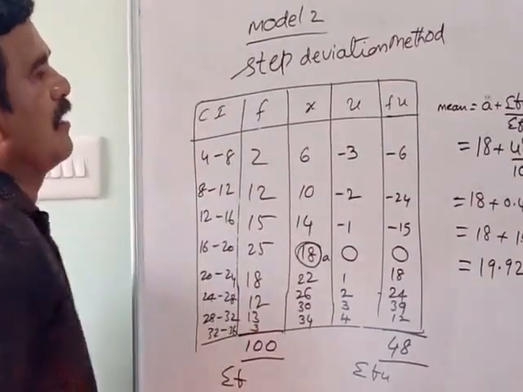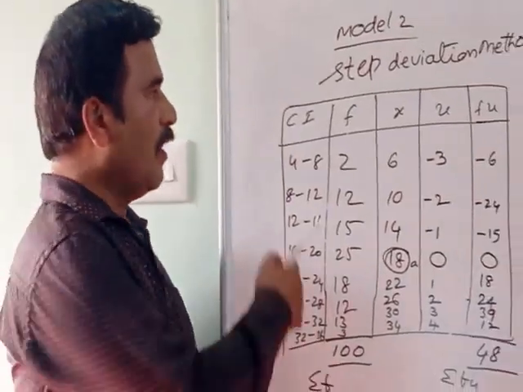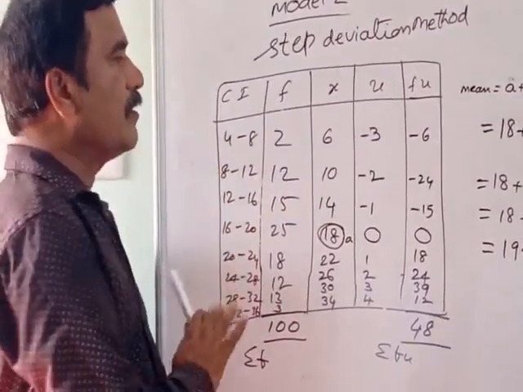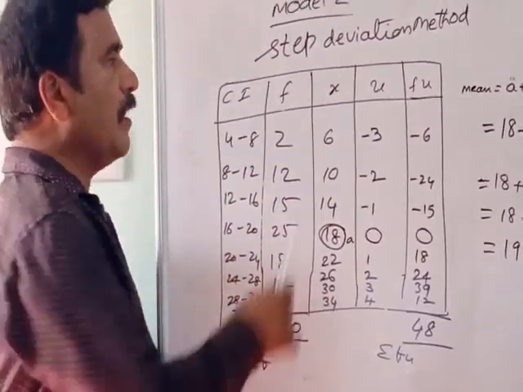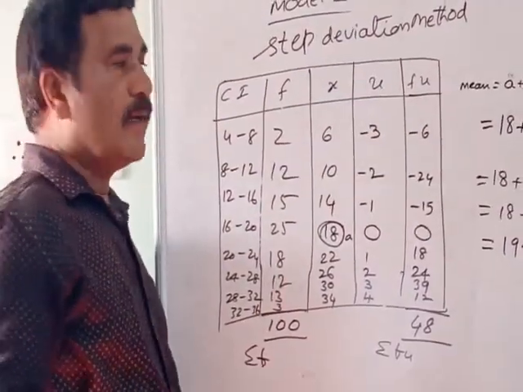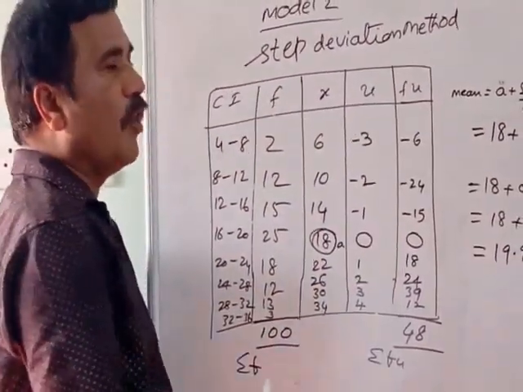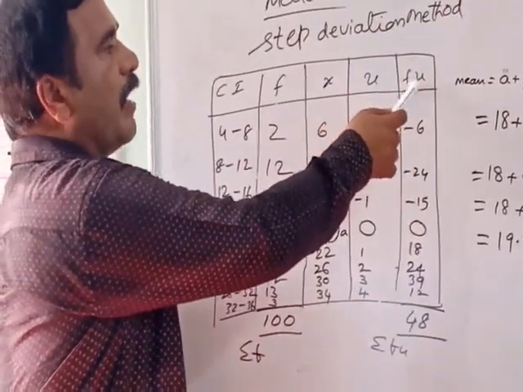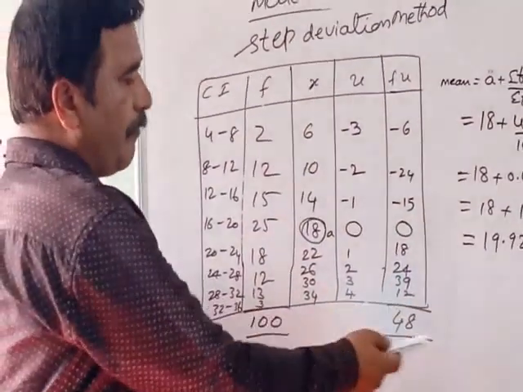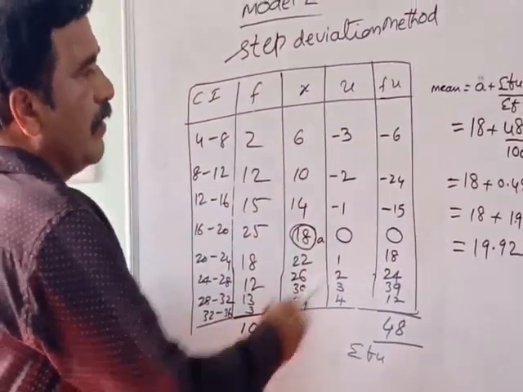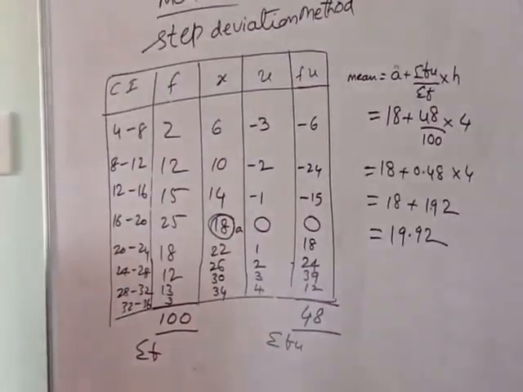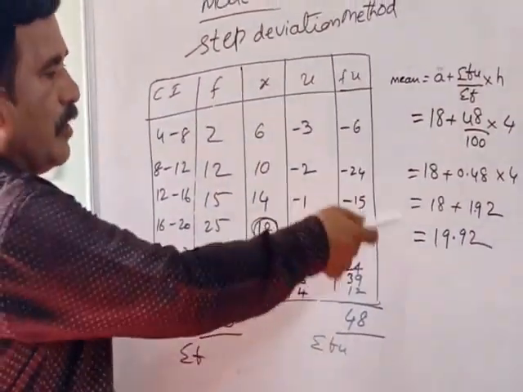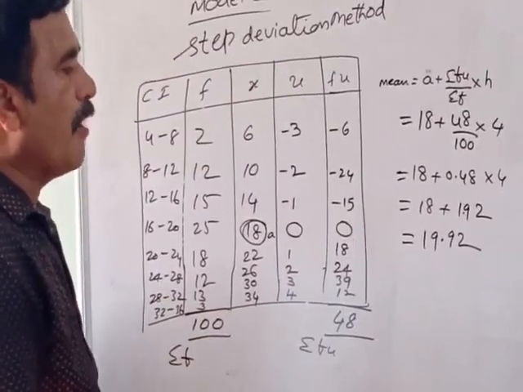This is the step deviation method. While finding class interval frequency, he will give any method. First method, normal method, only x, then fx. In the step deviation method, don't find fx. Now another column u is coming and fu is coming. Find total fu, total f, then use the formula a plus sigma fu by sigma f into h. Substitute, you will get the answer 19.2.